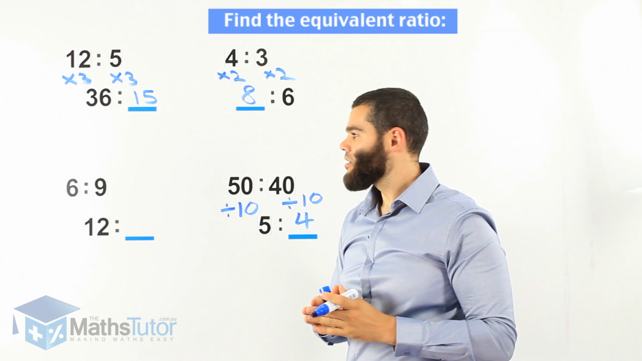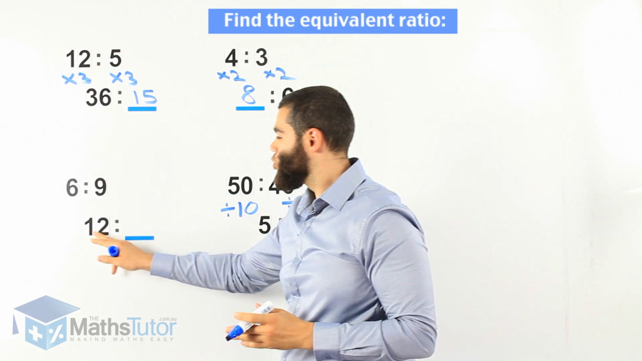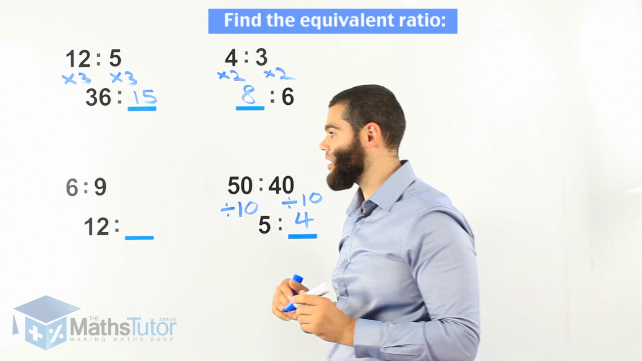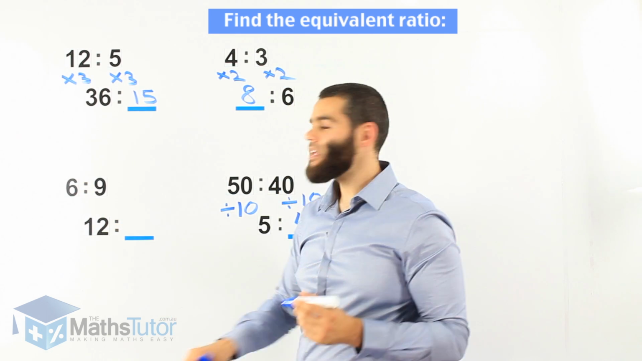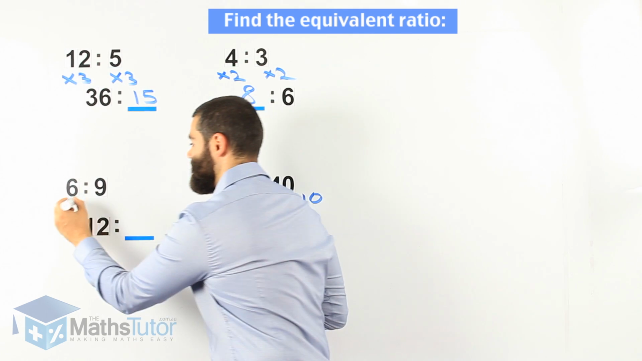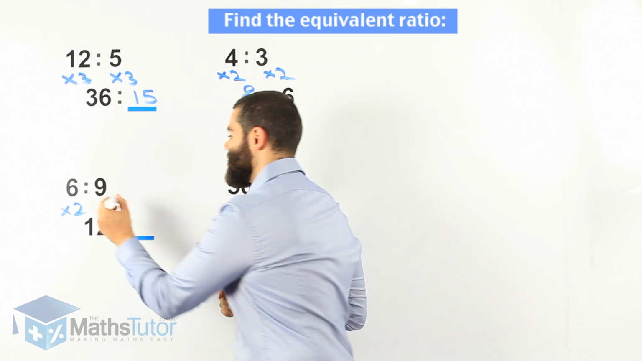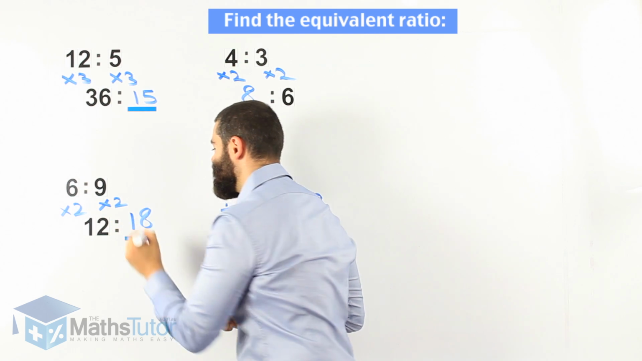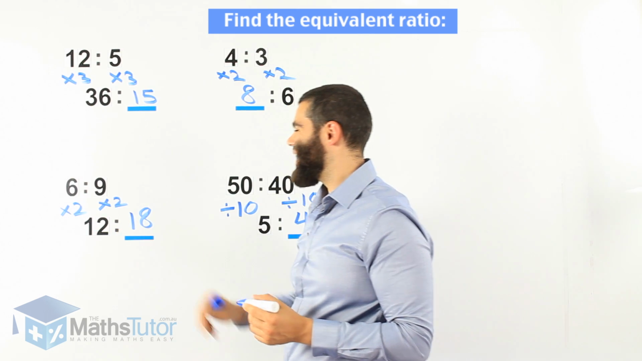Last one, 6 to 9 is equivalent to 12 to something. Can you do this one? I'm sure you can. It's very easy. 6 to 9 is equivalent to 12 to something. How did they get from 6 to 12? Times 2. What we do to one, we got to do to the other. 9 times 2 is 18. 6 to 9 is equivalent to 12 to 18.